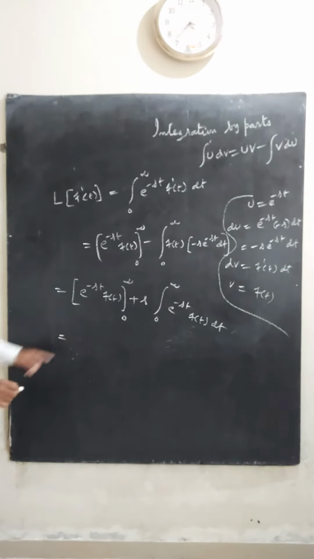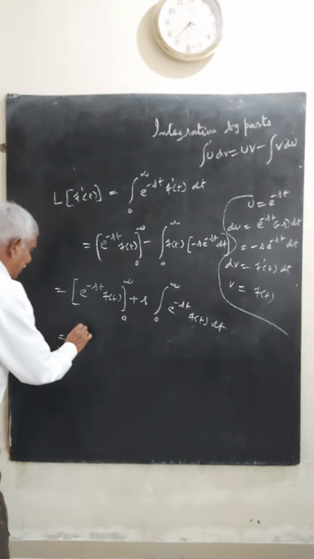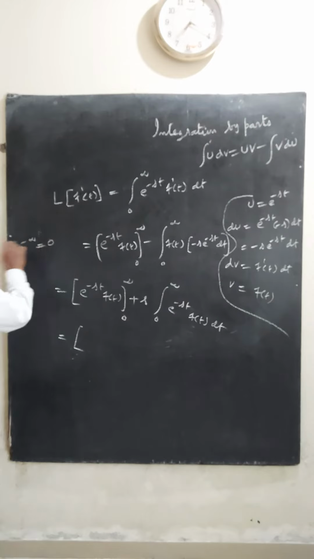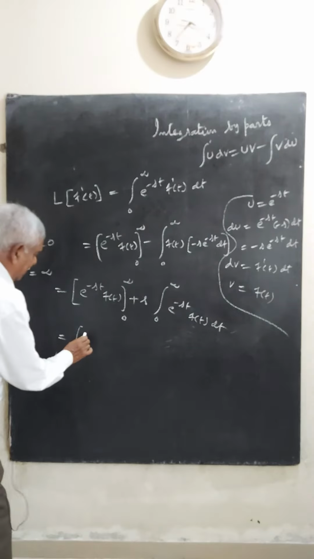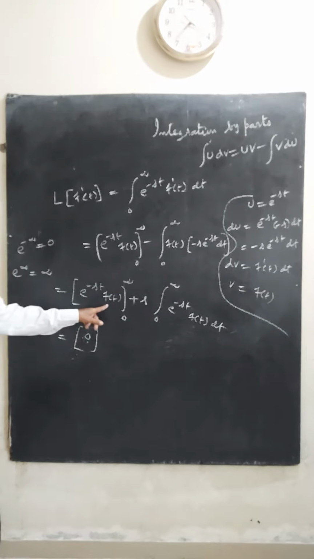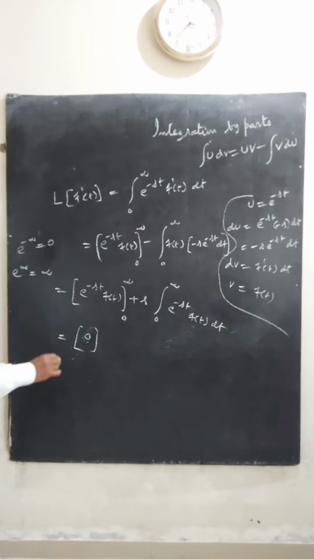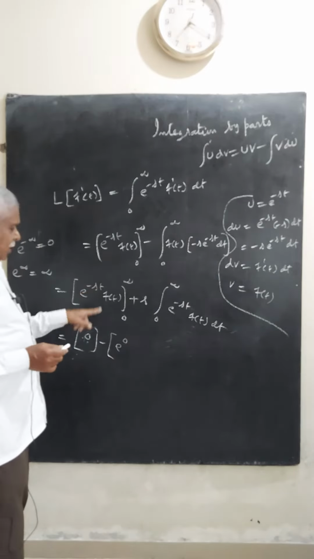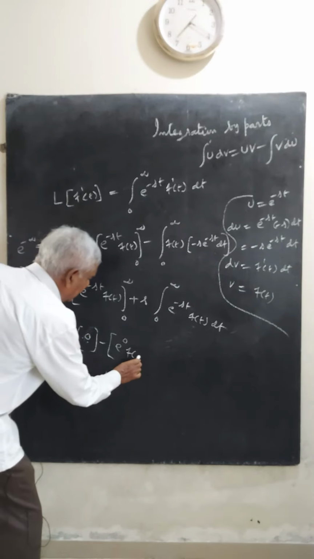Now apply the upper and lower limits. Upper limit: infinity, e power minus infinity is 0. We must know that e power infinity is infinity and e power minus infinity is 0. Therefore, the upper limit e power minus infinity is 0. If 0 comes, it is completely 0, whatever the function f of t may be. Minus the lower limit 0: e power 0. When t is 0, we are putting e power 0, and f of 0.